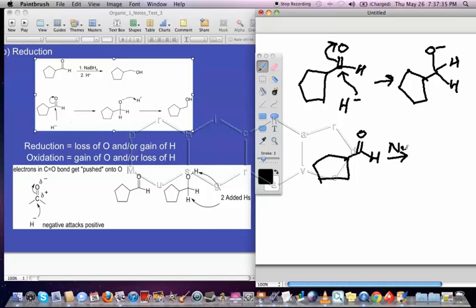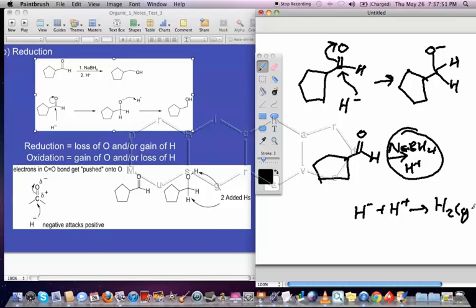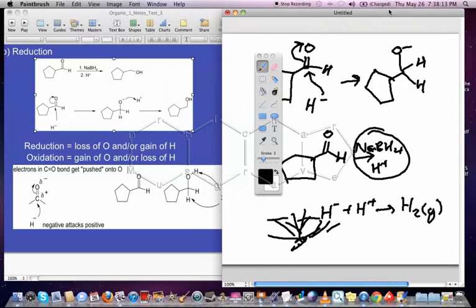It would be NaBH4 and H+, and we'd be throwing those in together, but if we did that, these two would react, and we'd get H- plus H+ would give H2 gas, which would give an explosion. Alright, so we don't want to do that. What we want to do is say that we want to put the sodium borohydride in first, and then we want to do the H+ second. Alright, so let's go ahead and do the H+.